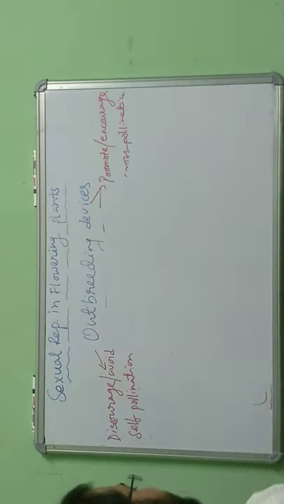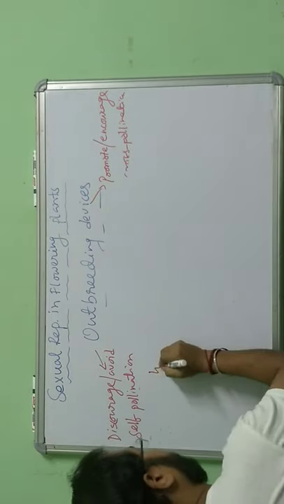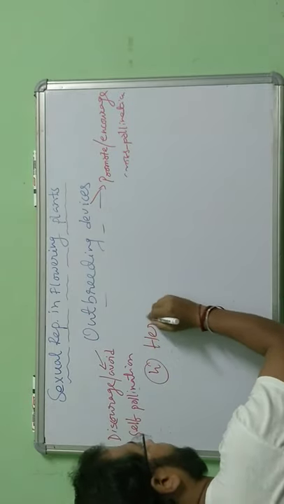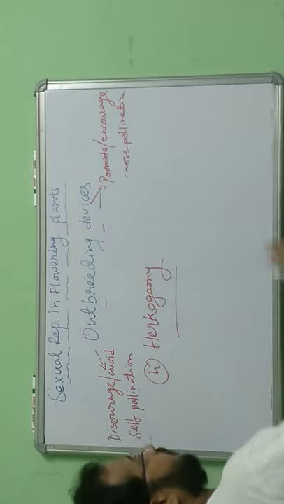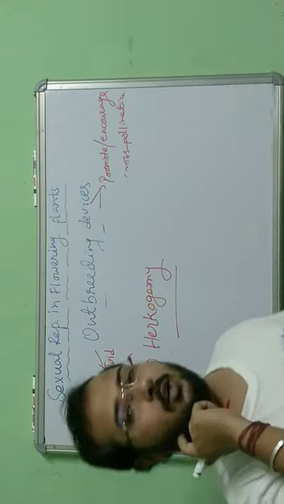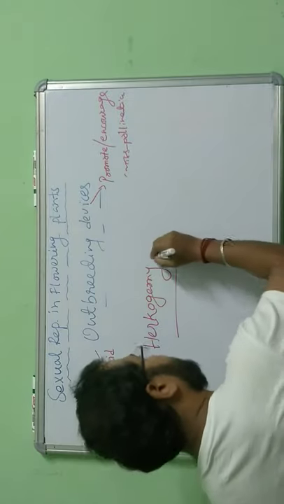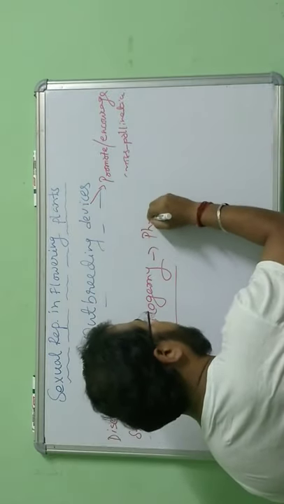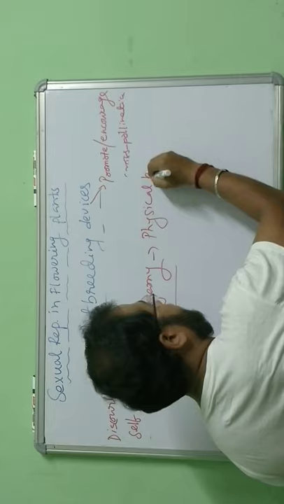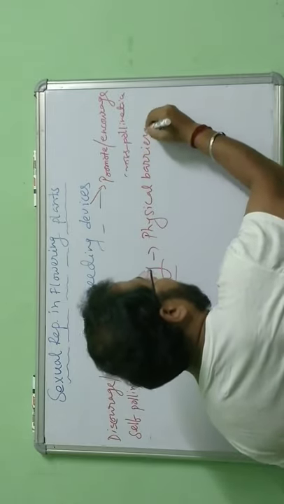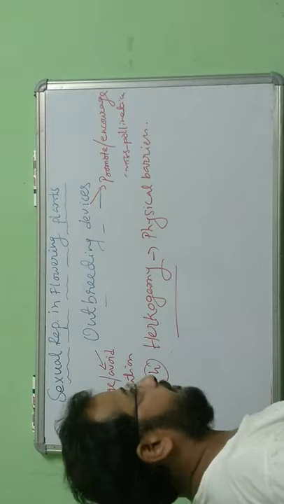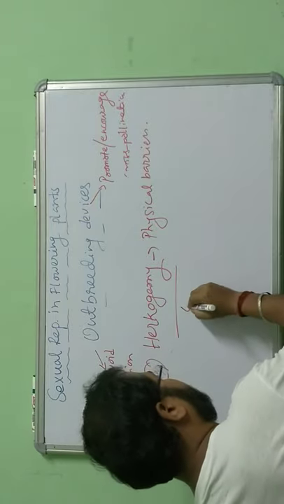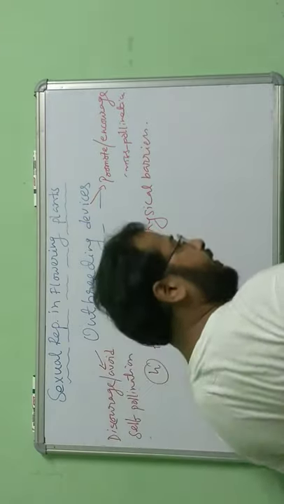Number four is hercogamy. Now what is this hercogamy? Hercogamy means these are some of the physical barriers that prevent self-pollination. Okay, like for example, one good example is there.